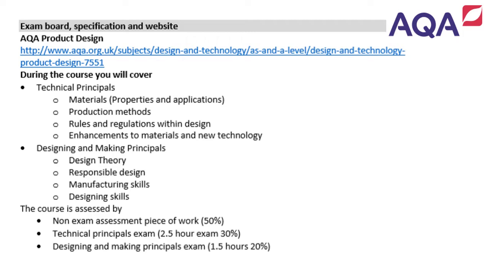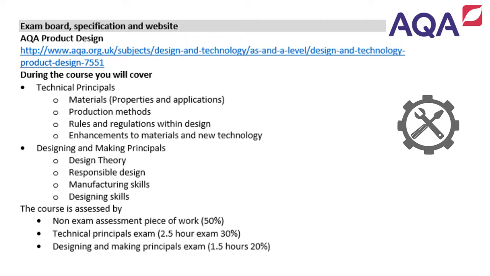And during the course, you're going to cover two things. We're going to look at technical principles. So this is different materials and their properties and applications, so what they're used for. We're going to look at production methods, rules and regulations within design to make sure we're being ethical and moral, and also how to enhance a material, and we're going to look at some new technologies.